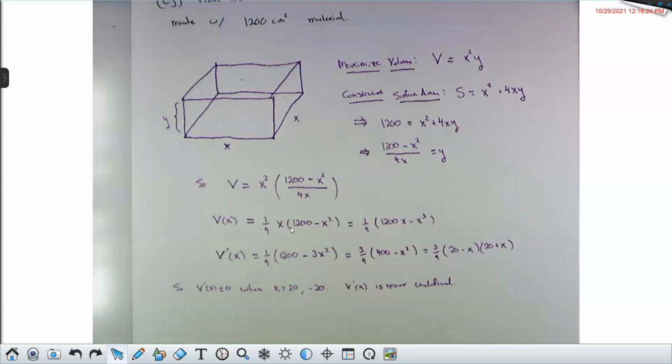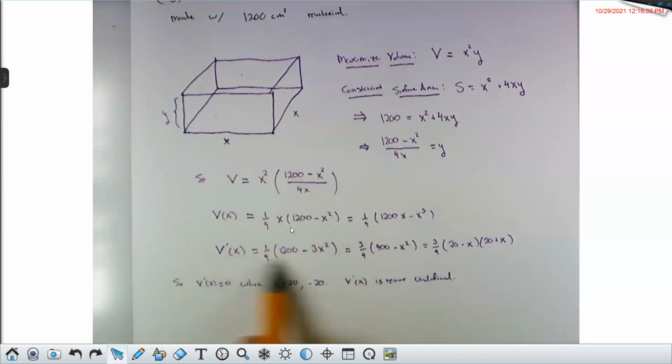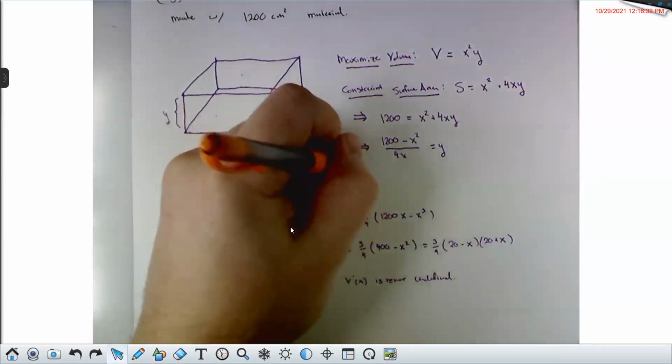I cannot understand why V prime is undefined. Oh, it's never undefined. Okay. Yeah, so V prime is a polynomial, right? And polynomials have domain all real numbers. And we could say, here, I'll go ahead and state it.